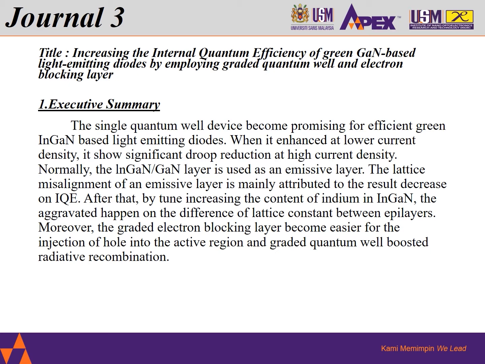Normally, the indium gallium nitride per GaN layer is used as the emission layer. The lattice mismatch of the emission layer is mainly attributed to the decrease in IQE. After that, by increasing the content of indium in indium gallium nitride, the difference in lattice constants between the epilayers is aggravated. Moreover, the graded electron blocking layer makes it easier for holes to be injected into the active region, and the graded quantum well boosted radiative recombination.